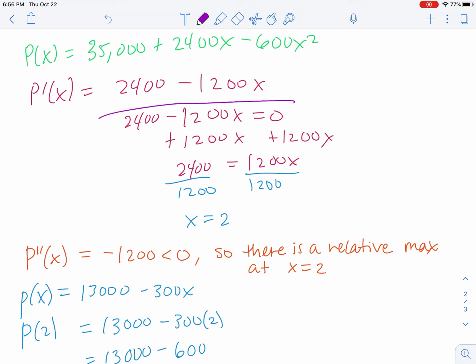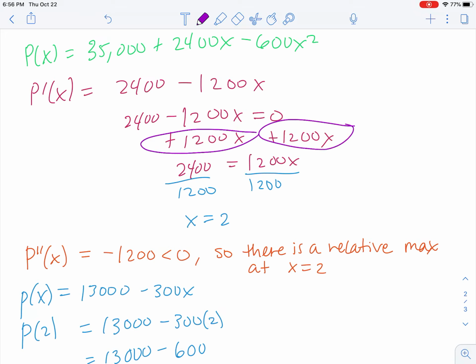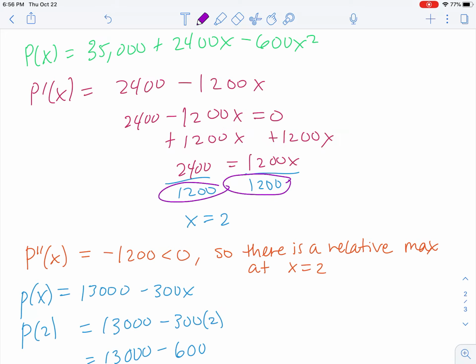So from here, we set the first derivative equal to 0 and solve to find the value of x that will maximize profit. So to begin, after we set it equal to 0, we need to add 1,200x to both sides. Then we'll divide both sides by 1,200, and that gives us a value of x equals 2.